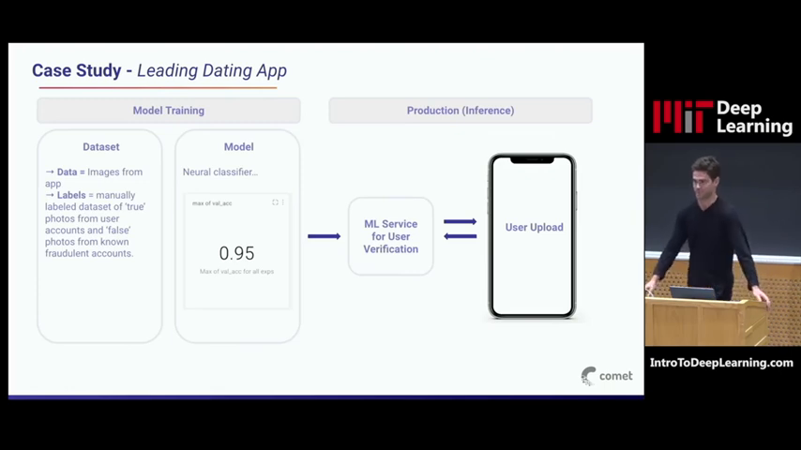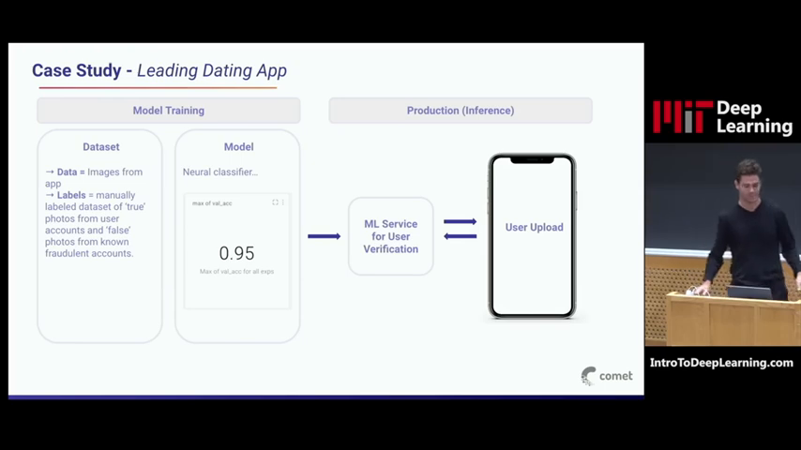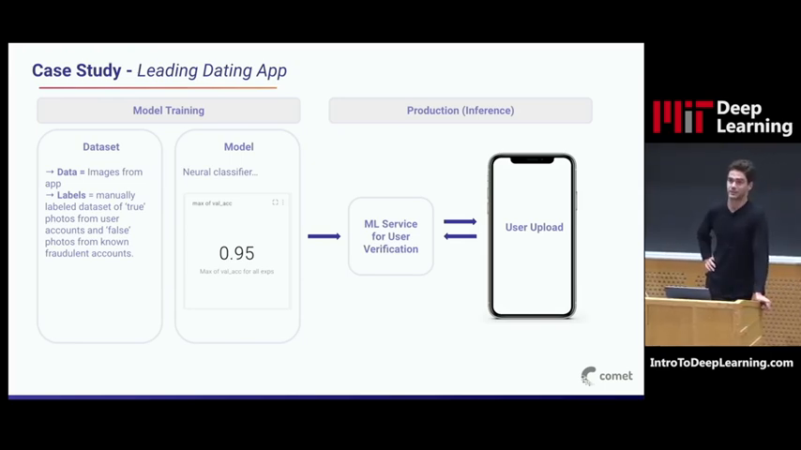And so think about this from a system perspective. It's actually quite simple, right? What's our data set here? Images from the app, right? And these are manually labeled, so they have a huge team of manual labelers, going through and labeling true photos from user accounts and false photos from known fraudulent accounts. Very, very simple neural classifier. Sends it into production. You have an app, you have a model now, running inference in real time in the application, minimizing fraudulent accounts.